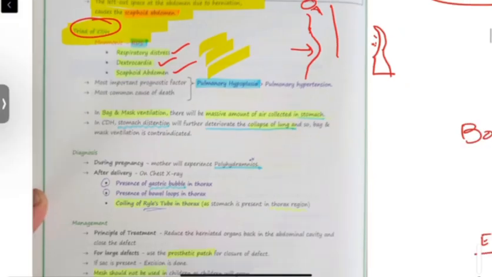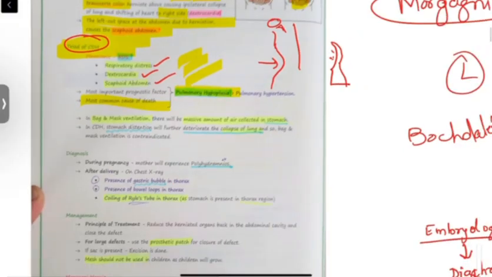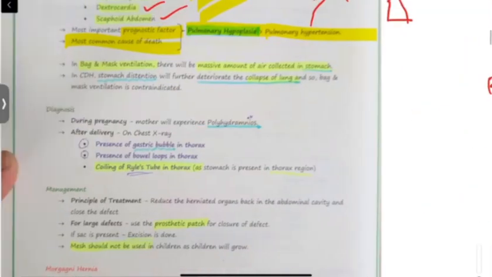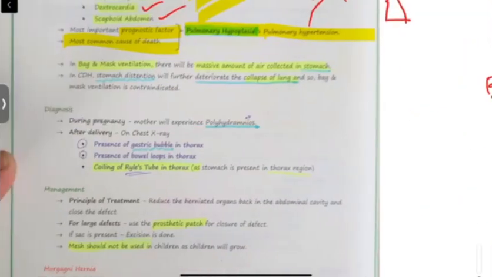So the most common cause of death is pulmonary hypoplasia. That is, the lungs basically will start collapsing. If the collapse of the lung is not happening, then the baby will survive, otherwise it will lead to death of the baby. In case of bag and mask ventilation, there will be a massive amount of air that will be collected in the stomach as well.